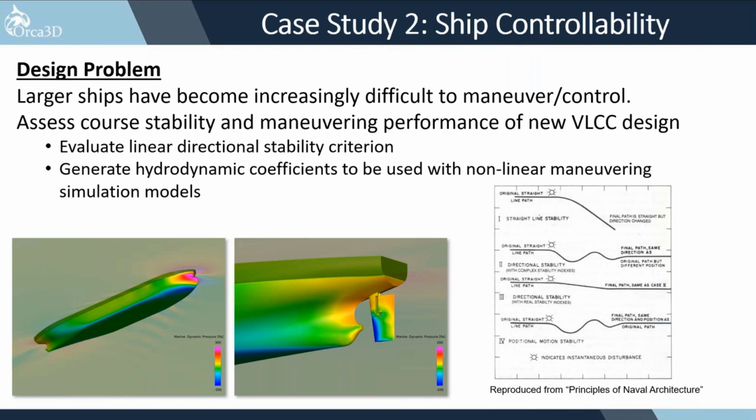And one of the things you can do with Orca CFD Premium is evaluate the directional stability by performing captive model tests, much in the same way as you would in a towing tank. You can also generate hydrodynamic coefficients that can be used later with nonlinear maneuvering simulation models. So we'll talk a little bit about that.